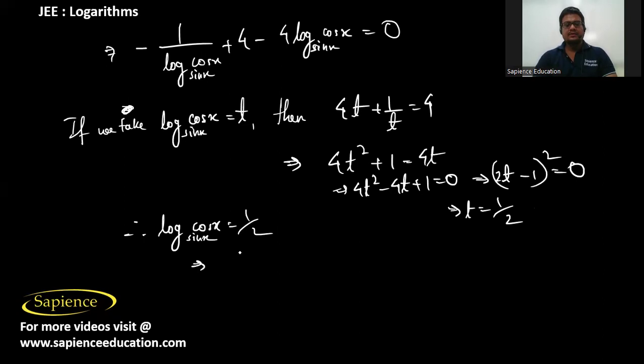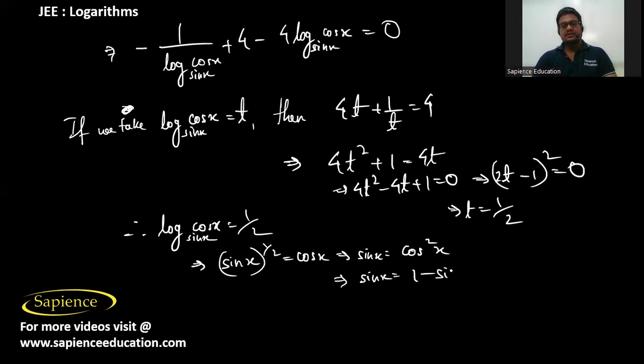So therefore we can say sin x power half is equal to cos x, or you can say sin x is equal to cos square x. Now cos square x you can say will be 1 minus sin square x. That means this will be sin square x plus sin x minus 1 equal to 0.